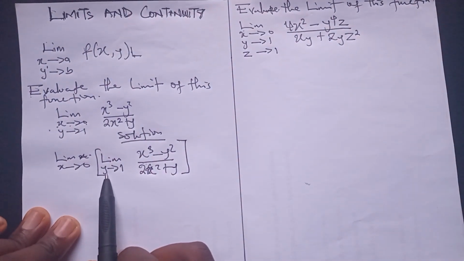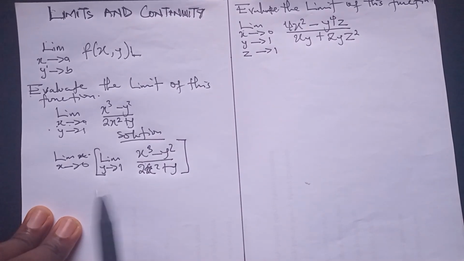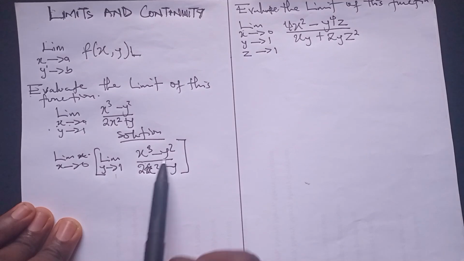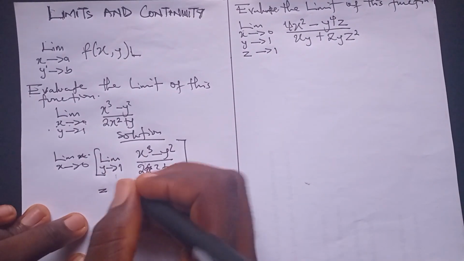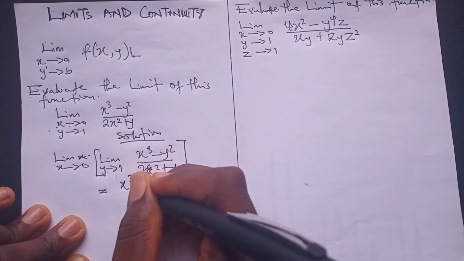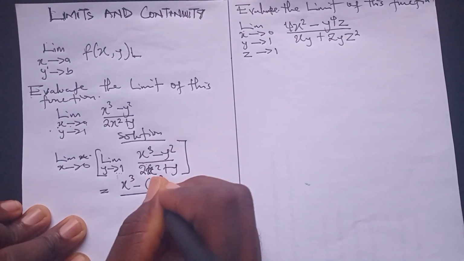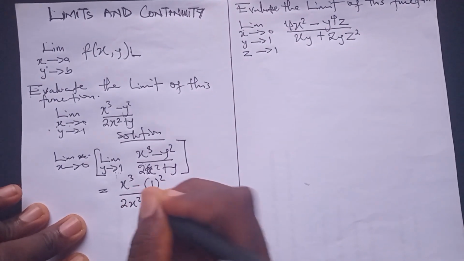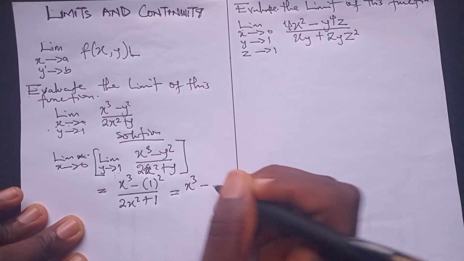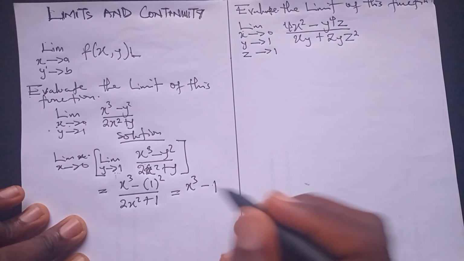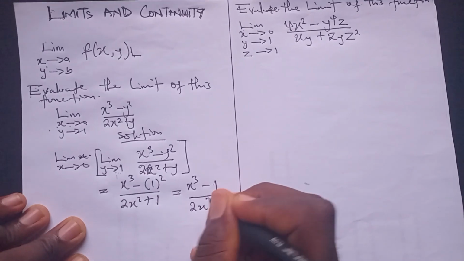So now we substitute the value of y. This method is called direct substitution. So you substitute the value of what? Y into this function. This is equal to x cubed minus, the value for y is 1, y tends to 1, square over 2x squared plus 1. And this is equal to x cubed minus 1 squared, 1 squared is 1, so minus 1 over 2x squared plus 1.